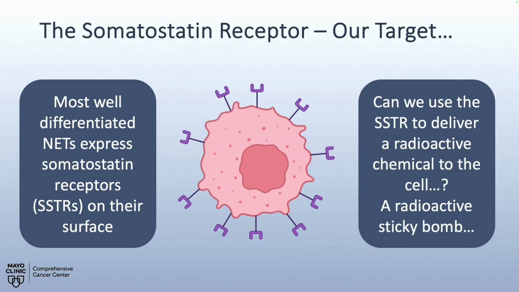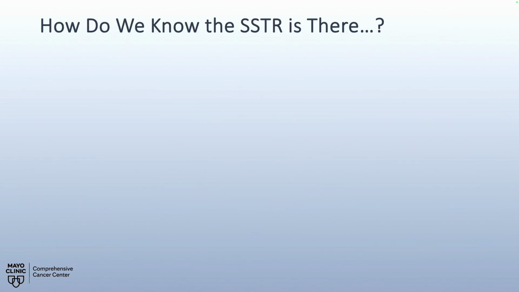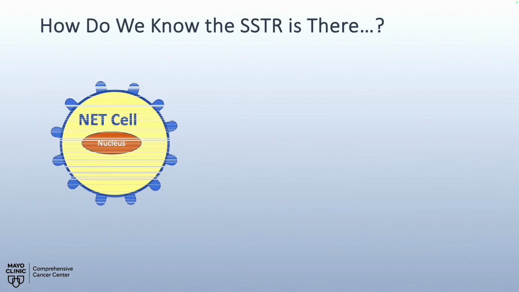Now, this receptor is there almost all the time in well-differentiated neuroendocrine tumors, so can we use this as a target to deliver a radioactive chemical, like a radioactive sticky bomb? And we can. This is the same target we use for octreotide and lanreotide. It's been there, we can see it, so why don't we target it? Let's talk about how we find out if the somatostatin receptor is there.